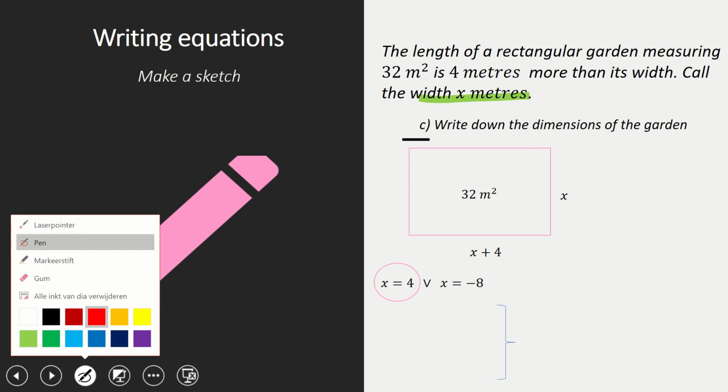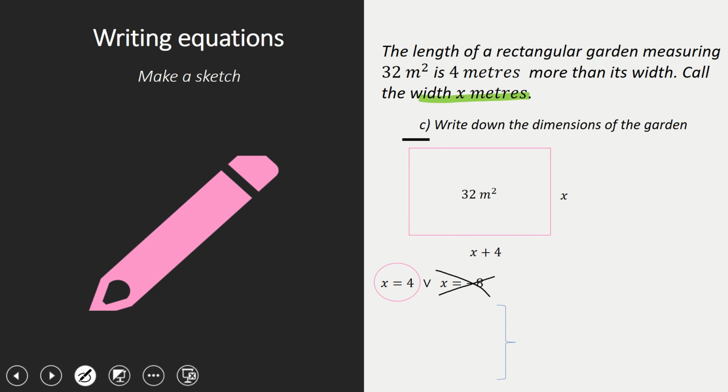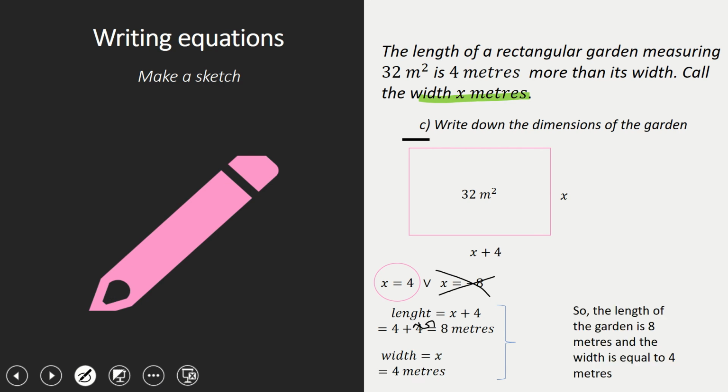So x equals minus 8, we're not going to use that one. That's not the right solution for this story. So we know that the length equals x plus 4. So 4 plus 4 equals 8 meters. We know that the width was x, and that it's 4 meters. So do not forget your conclusion. So the length of the garden is 8 meters, and the width is equal to 4 meters.